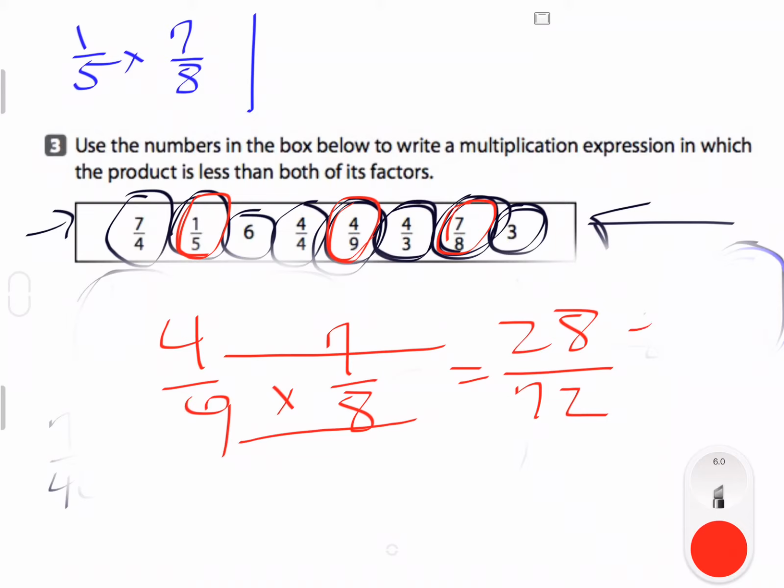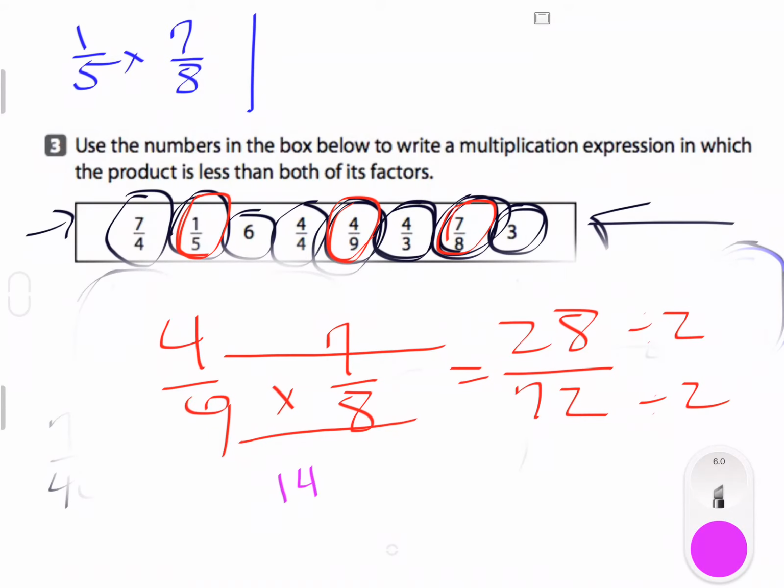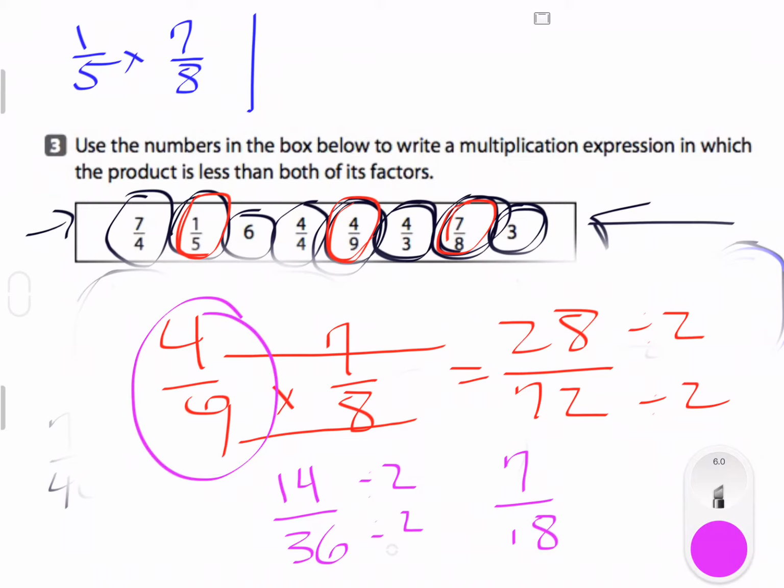Let's start by dividing out a 2. 28 in half is 14. Let me switch colors to keep it straight. We have 14 over 72 divided by 2 is 36. And we can pull another 2 out of there. Divide each side, the top and the bottom, by 2. Then we're left with 7. Half of 36 is 18. 7/18. Let's see. We want to make sure that that is less than 4/9.